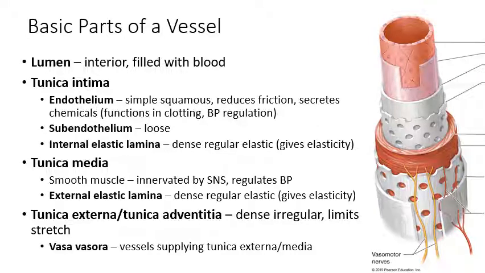Just next to the endothelium, or just superficial to the endothelium, is the subendothelium, which is made of loose connective tissue. As you may remember from AMP1, everywhere that you have simple squamous tissue, you're going to have loose connective tissue next to it. Then superficial to that, you have the internal elastic lamina, which is composed of dense regular elastic tissue. And as the name suggests, its function is just to give elasticity to the blood vessel so that it is able to expand with blood and then bounce back to its original size. So those are the layers of the tunica intima.